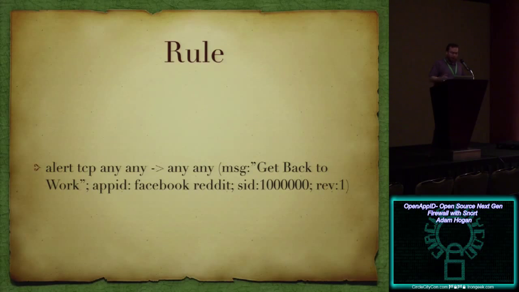And then we have the AppID keyword. And in this case, I've expanded it. It says Facebook and it says Reddit. So you can actually list up to 10 applications in a rule. Of course, it's an OR. It will match on any one of them.